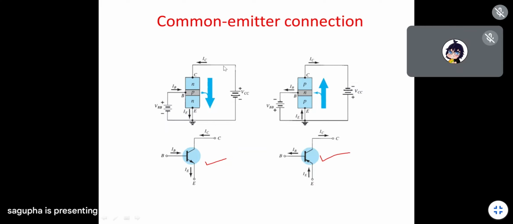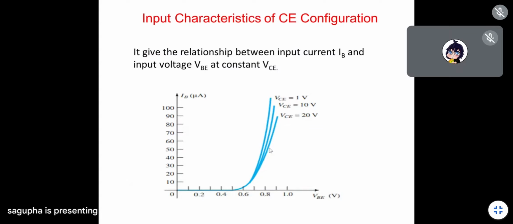Basically, this IC is my output current and VCE will be the output voltage. And we have to keep our input current as constant. Means for output characteristics, we have to keep this IB current as constant. Okay. So what you have to do, you have to find this graph.